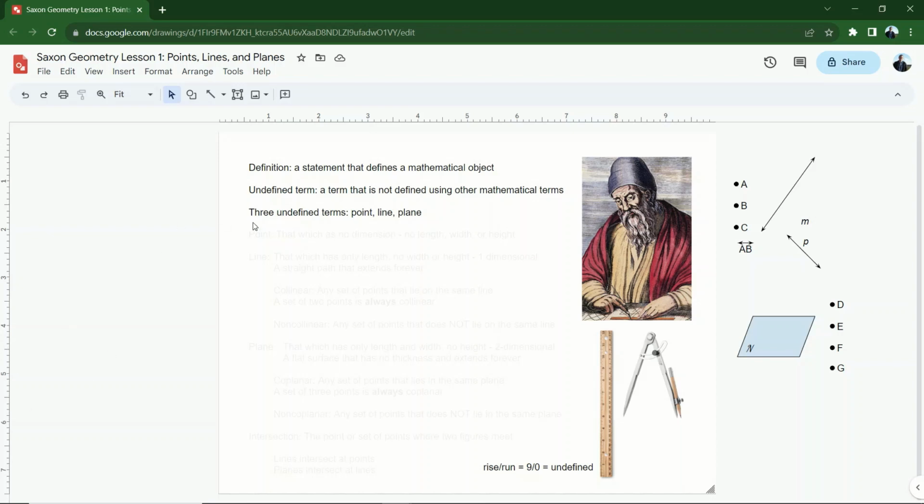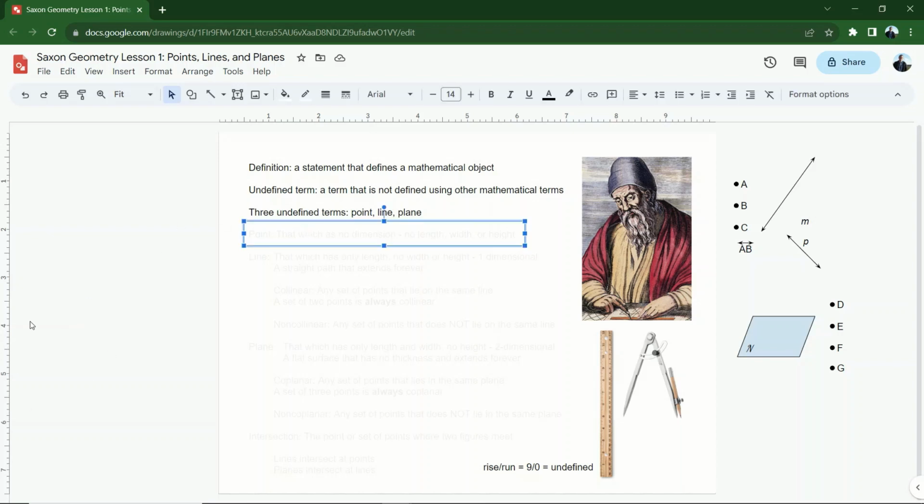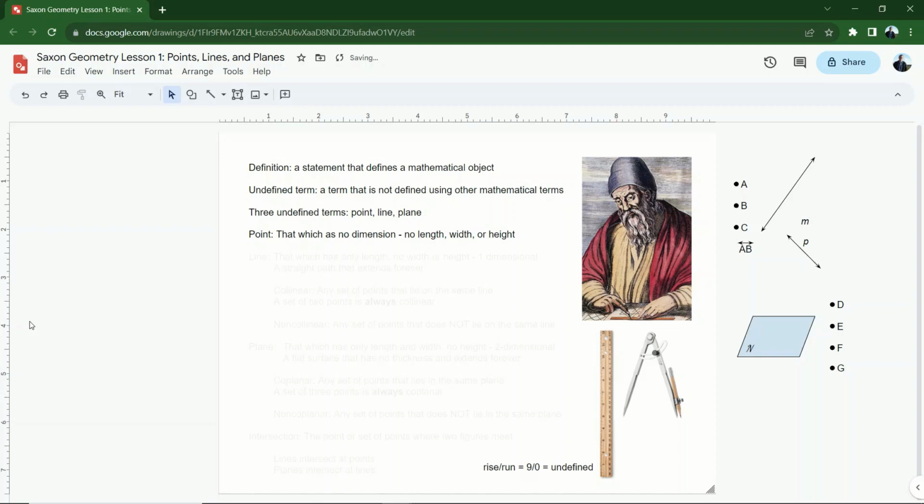The first term we're going to talk about is a point. This is the most undefined of all because it has no dimensions. It has no length, no width, no height. I can't measure any of the dimensions of a point. Our textbook says that a point is just a location in space. It names a location but has no size.